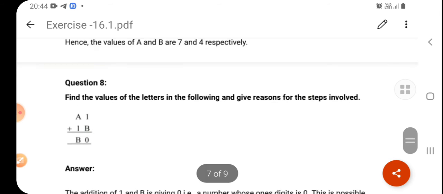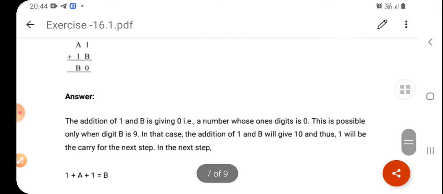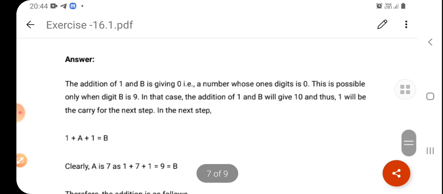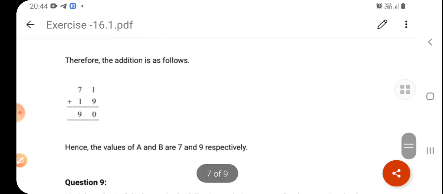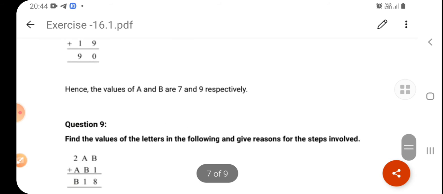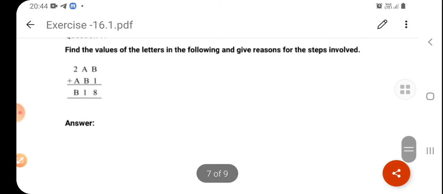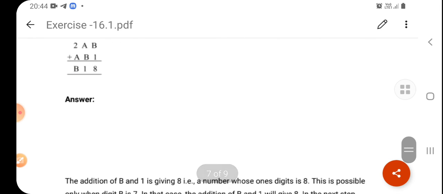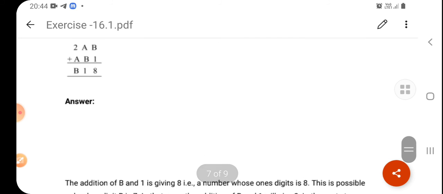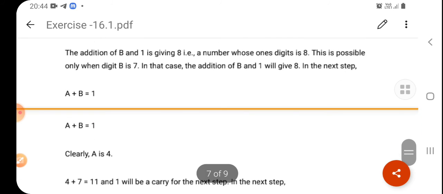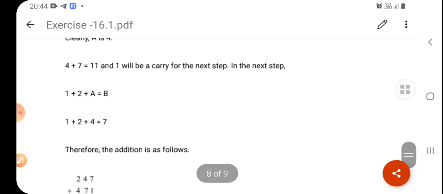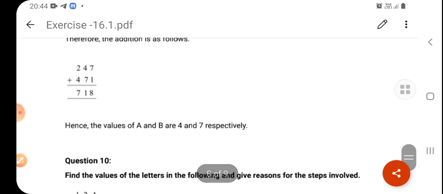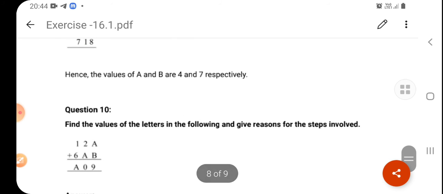Find the values of the letters in the following. Again, A1 and 1B will give B0. Again, we will put the possibilities randomly and get the values of A and B as 7 and 9. Here we have to find again the values of A and B. So B must be 8, in the unit place. So A is 4. By taking different numbers, we will get the value as 718.